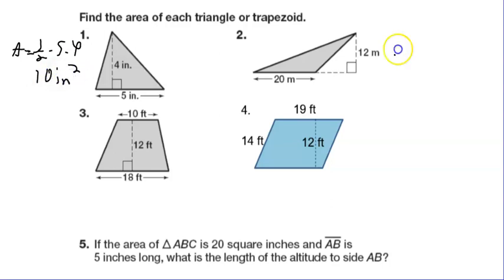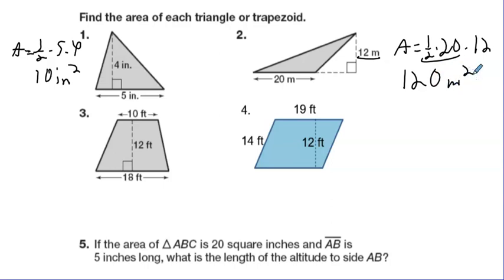Number 2, the height is this number out here, 12. So that's going to be 1/2 20 times 12. In your head you can do this. Half of 20 is 10 times 12 is 120 meters squared.